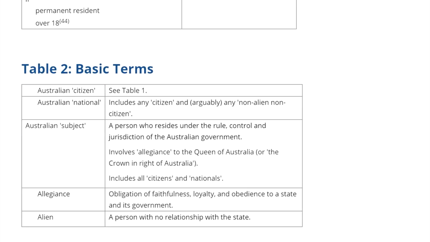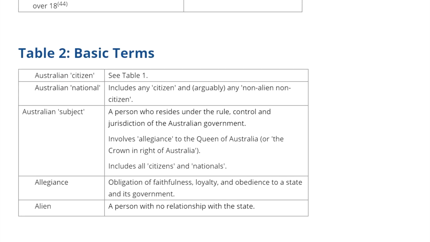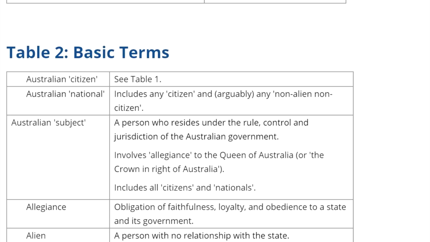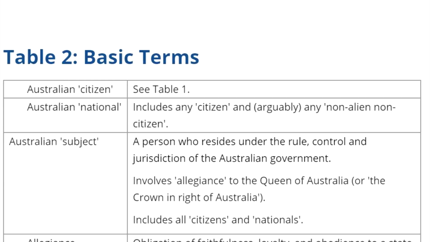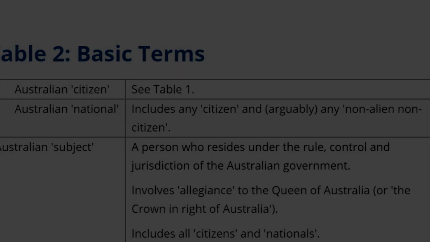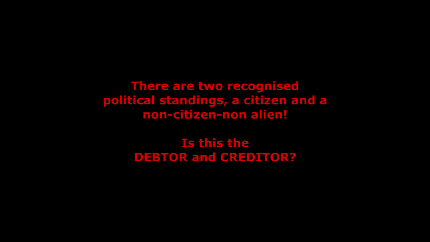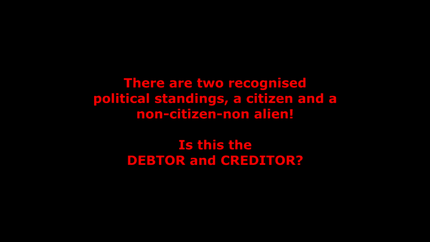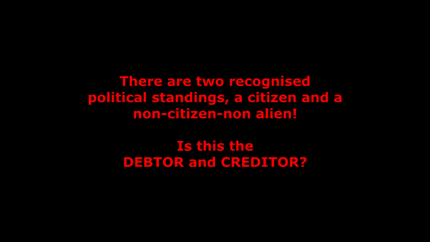And here we have what defines an Australian national, which is very interesting. Again, here comes the word include. So an Australian national includes any citizen and arguably any non-alien non-citizen. So an Australian national is not just a citizen, but also a non-alien non-citizen. This is the evidence that there are two political standings within our system, but we are never told about the other standing.